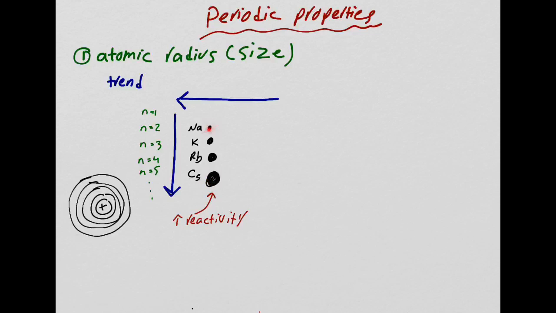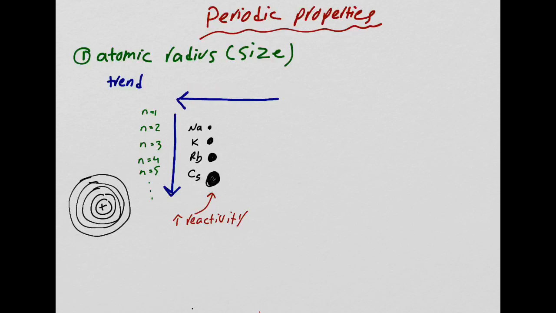Now, just to remember, cesium is really reactive. Now you might be asking me, okay, this makes sense. As we come down, they get larger and they get more reactive. What happens if we go from right to left? How would we explain that?